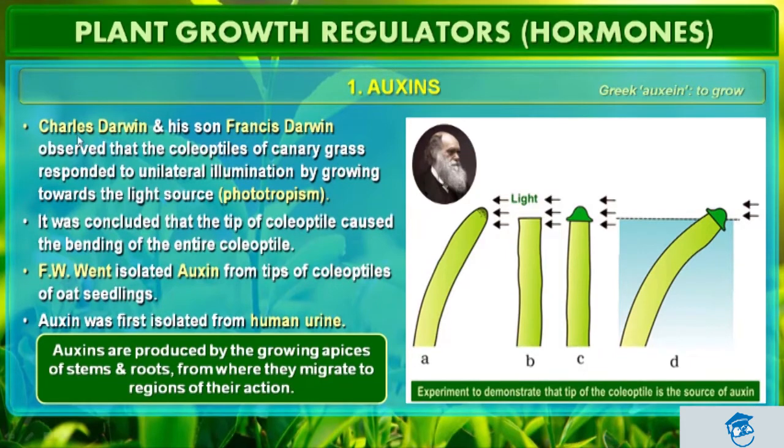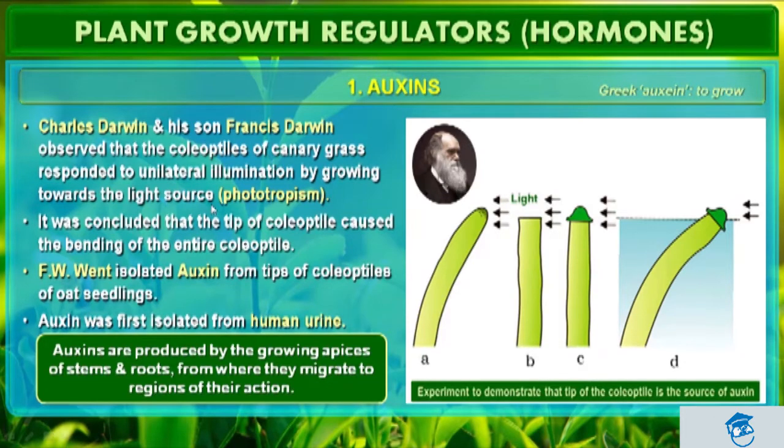So, Charles Darwin and his son Francis Darwin observed that the coleoptile of canary grass responded to the unilateral illumination by growing towards the light source. This movement we call a tropic movement, and to be more precise, it is phototropism. Photo means light and tropism means growth. So growth of a plant towards the light is known as phototropism.